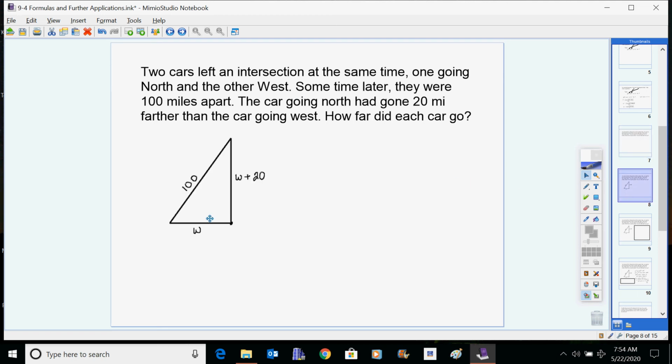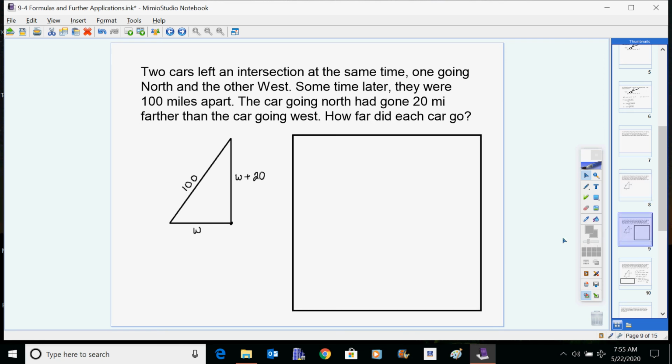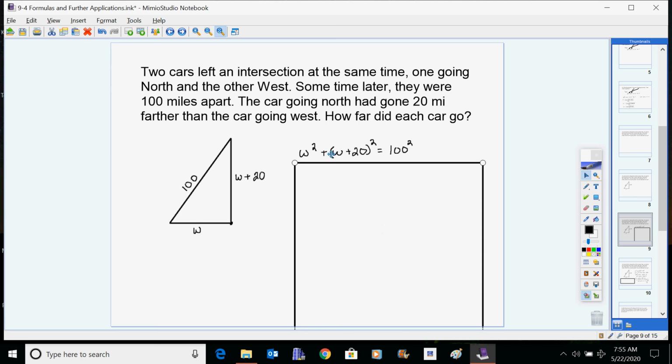So we're going to draw it so you can see it. This is how far the car going west went. The car going north went 20 miles further than that, so W plus 20. This way and this way makes a right angle, so we have conveniently a nice right triangle and 100 here. So don't forget fun things like the Pythagorean Theorem. A squared plus b squared equals c squared. A squared, b squared, c squared.